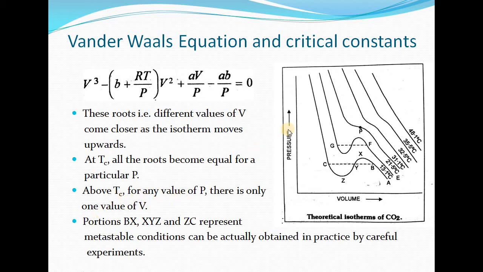Now above critical temperature, we are having only one value of V corresponding to a single value of pressure P. Other roots may be imaginary there. So what are these curved portions representing, like BX, XYZ and ZC? These are representing the metastable conditions which can't actually be obtained easily. They can be obtained only if we are doing it under very careful conditions.